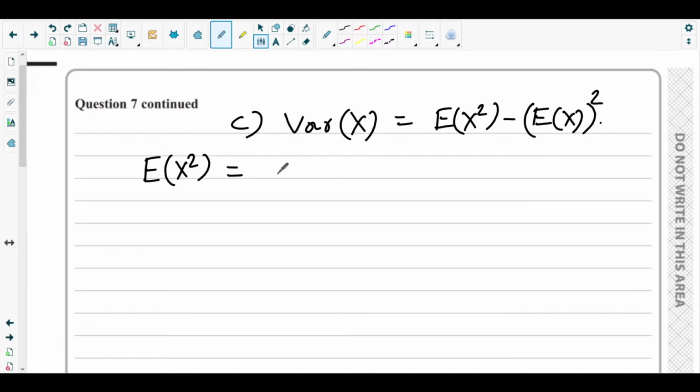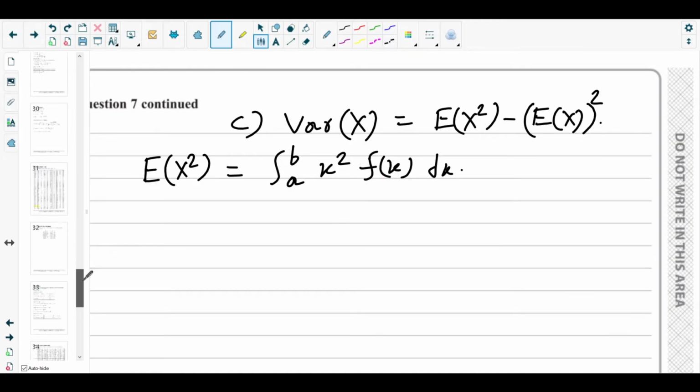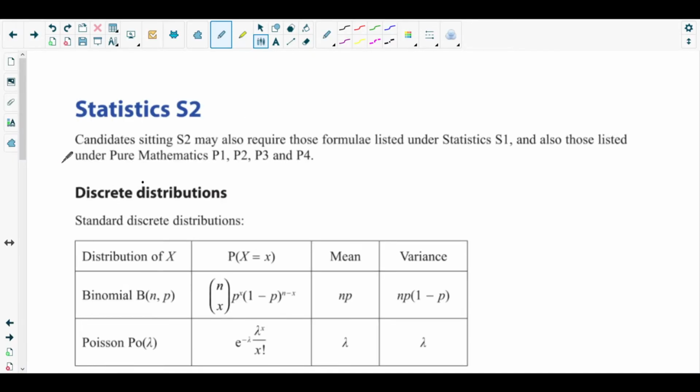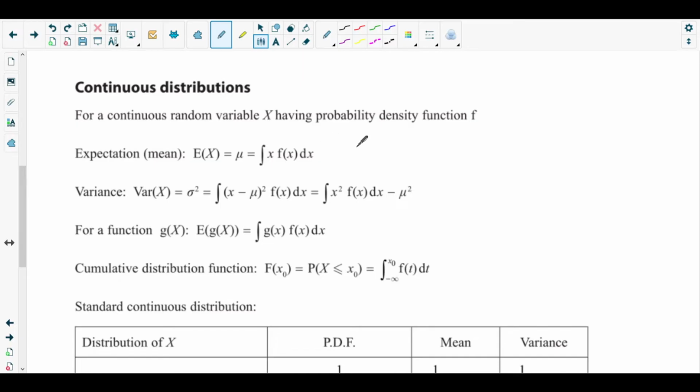What's that? It would be integration, right? So the formula for expectation of x squared is the integration from b to a of x squared times f of x dx. If you don't know the formula, no worries, it will be given in the formula booklet in the statistics 2 part. Here you can see, this is the formula for expectation of x. So expectation of x squared would be just in place of x you will consider x squared. That's it. So x squared times f of x.